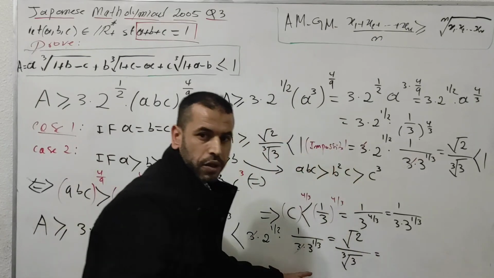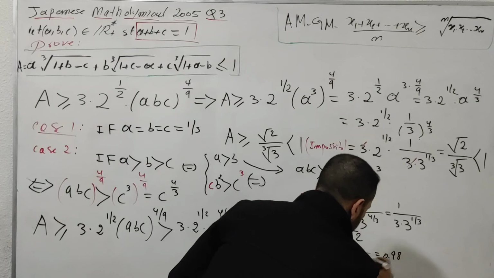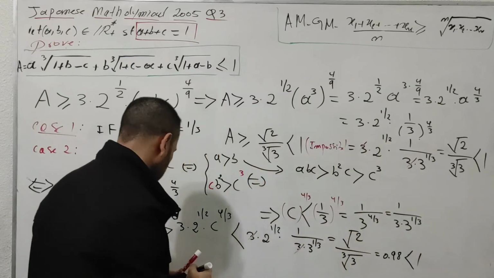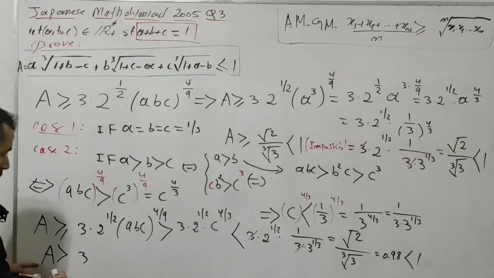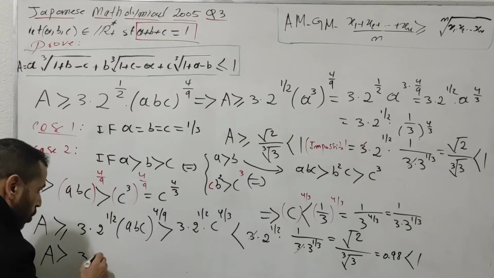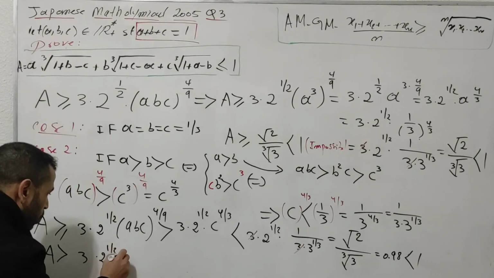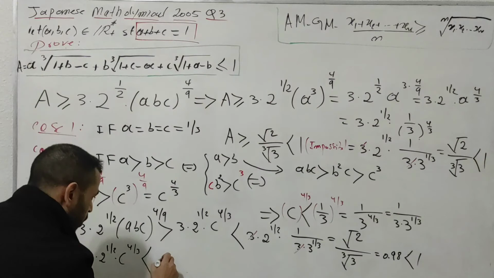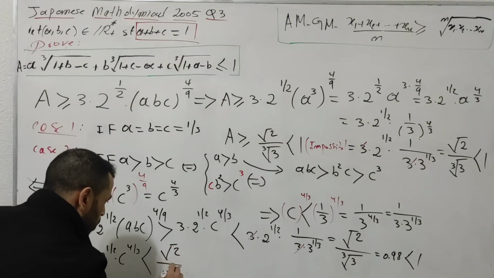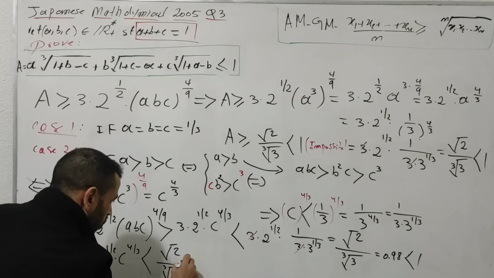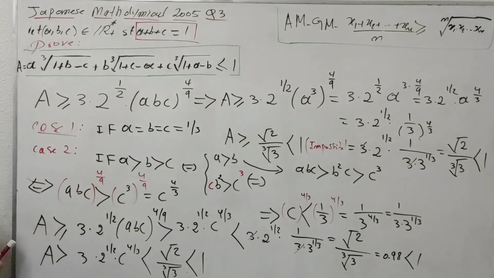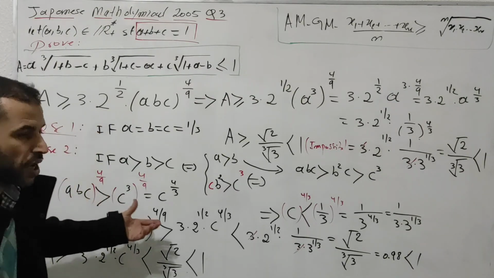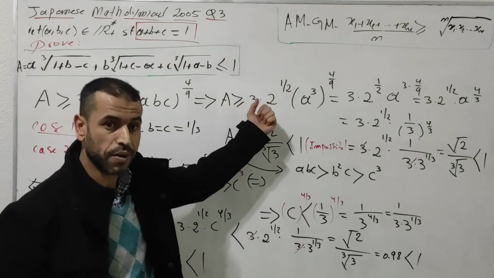If you calculate this number, you will find 0.98, which is strictly inferior than 1. Since A is strictly superior than this number, which is 3 multiplied by 2 to the 1 over 2 multiplied by C to the 4 over 3, at the same time this number is strictly inferior than square root of 2 divided by cube root of 3, which is strictly inferior than 1, which is a big contradiction here. Okay, since both cases indicate a contradiction, that means our assumption was wrong.